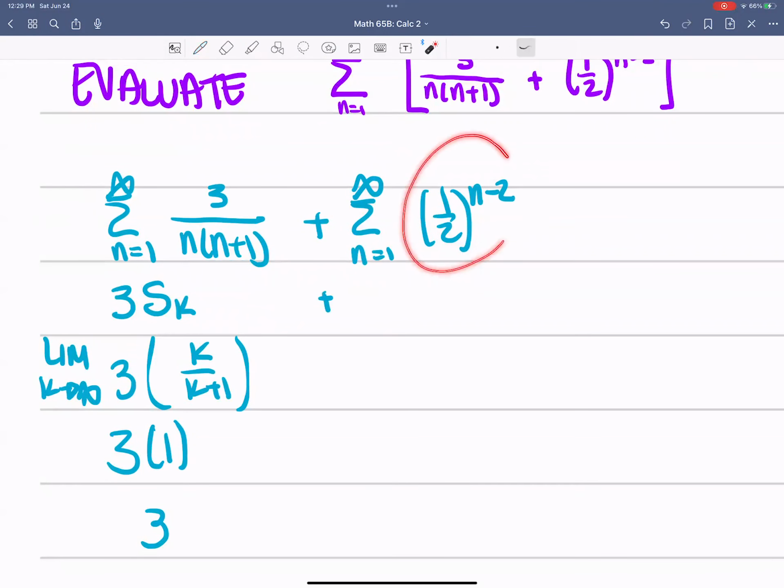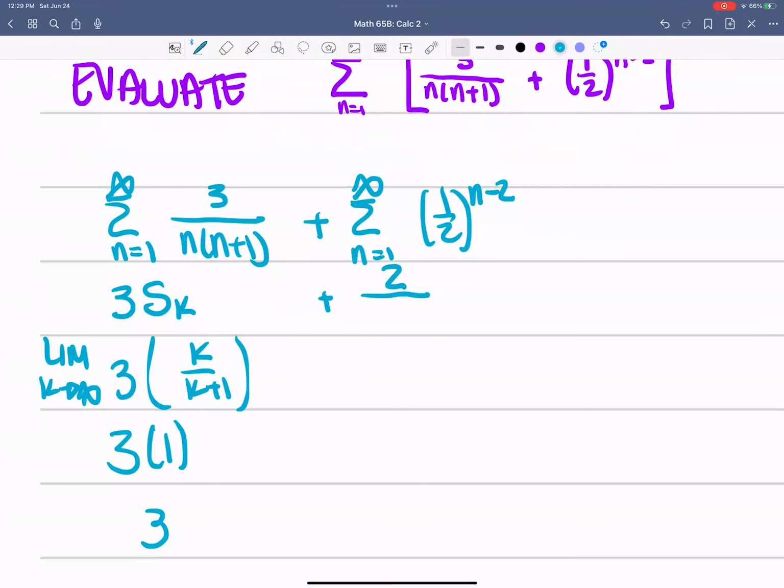This one here is a geometric sequence where we have the first term. So the infinite sum of a geometric sequence is a1 over 1 minus r, our common ratio. Our common ratio is 1/2, so we have to figure out what a1 is, and we just plug 1 in here. So 1 minus 2, that gives us -1. So we have 1 over 2 to the -1, which just equals 2.